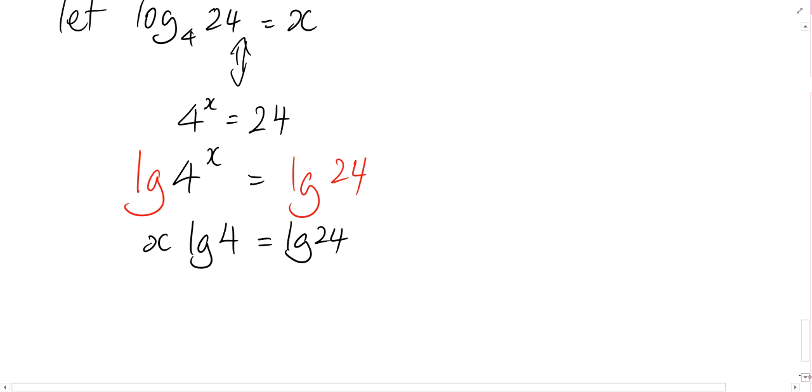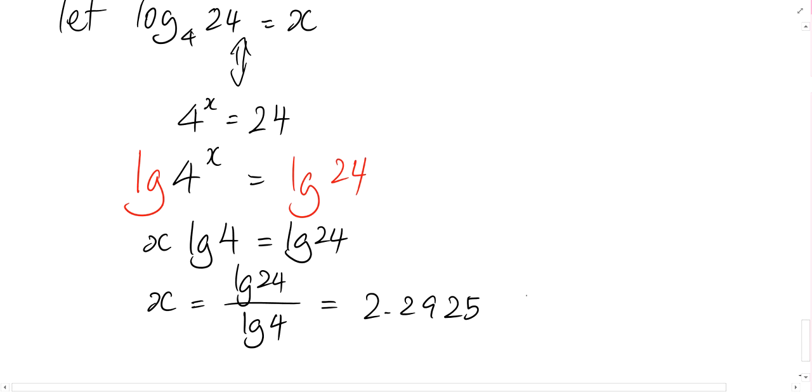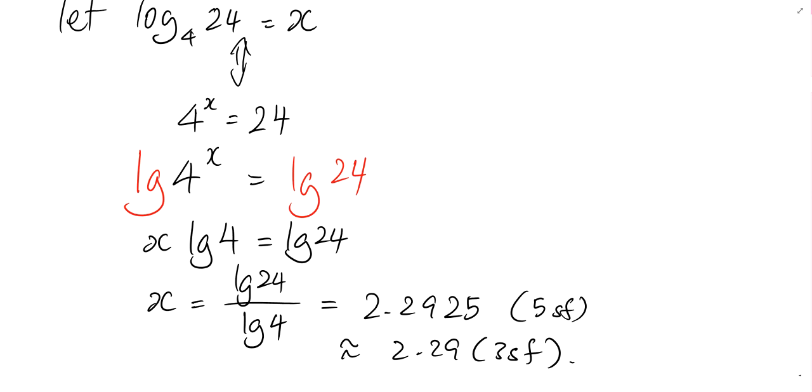So, we want to find the value of x. We get x equals log 24 over log 4. Now use your calculator to find out what that value is. Okay, you get 2.29, some more? 5, I want 5 SF. 2, 5. Okay, this is 5 SF. Then you round it off to 3 SF, 2.29, 3 SF. Okay, now to convince yourself, I want you to put this value into this part. 4 to the power of this value. Do you get 24?